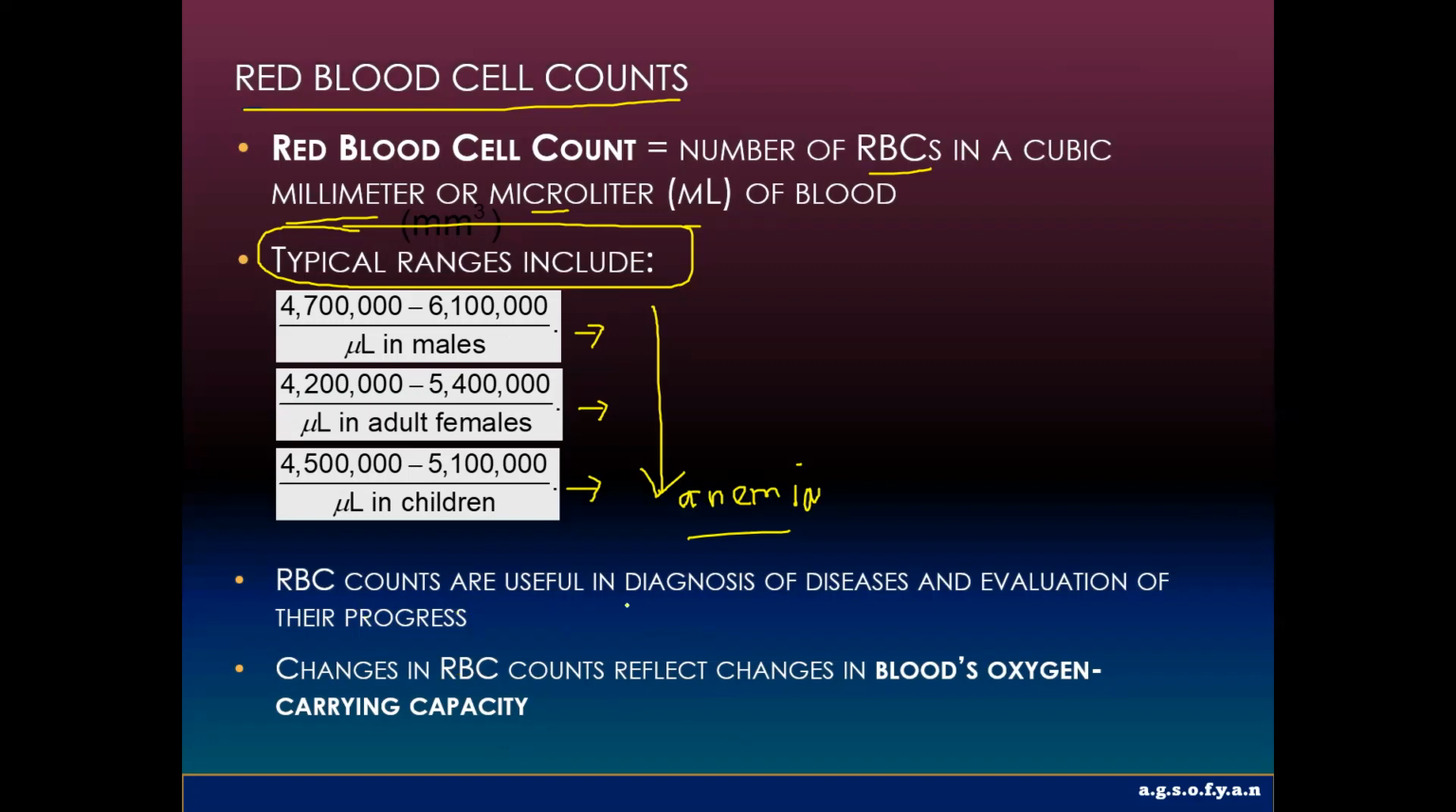So red blood cell counts are useful in diagnosing disease and evaluating its progress. Changes in red blood cell count reflect changes in the blood's oxygen carrying capacity. Again, deficiency means anemia.